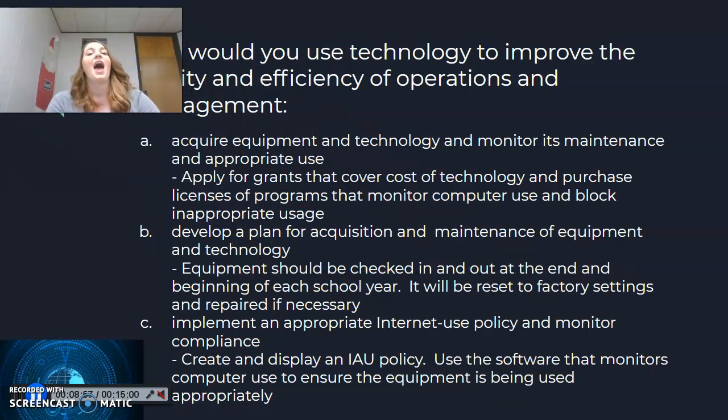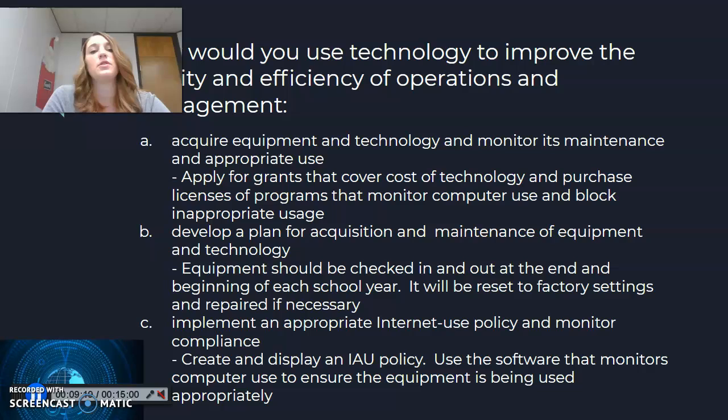Okay. How would you use technology to improve the quality and efficiency of operations and management? So first, acquiring equipment. A really great way to do this is to apply for grants. There's a lot out there. So maybe you don't need to be fundraising as hard as you are. Why don't you just apply for grants that are already out there?